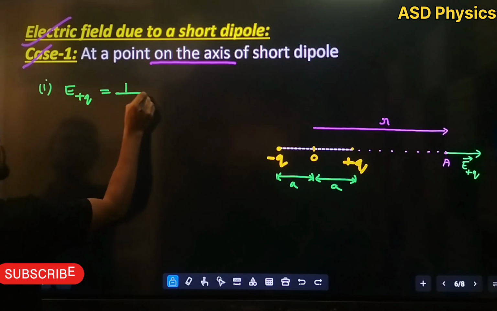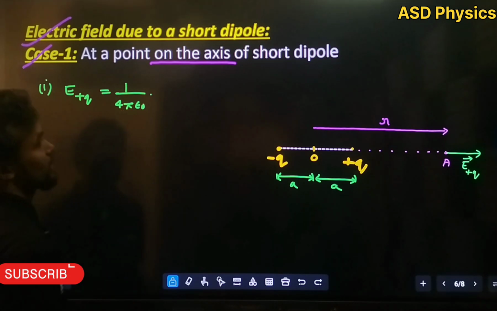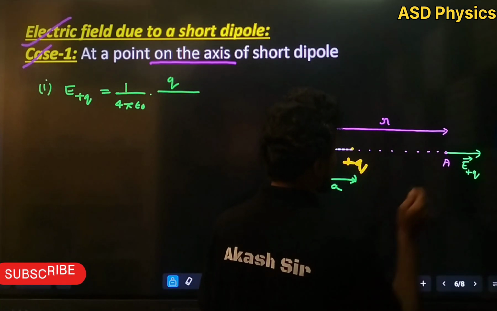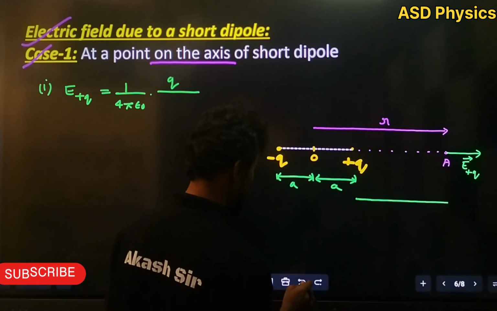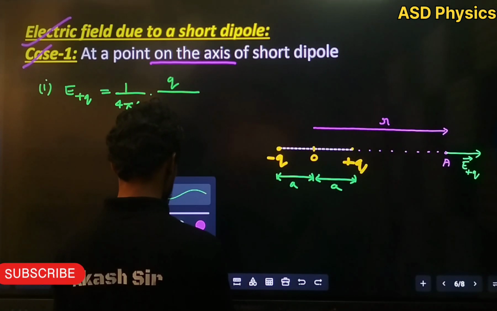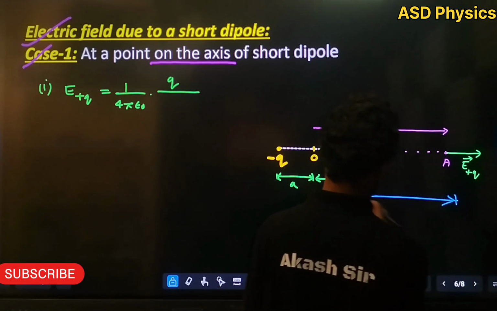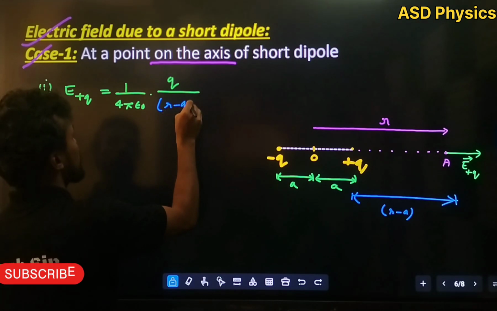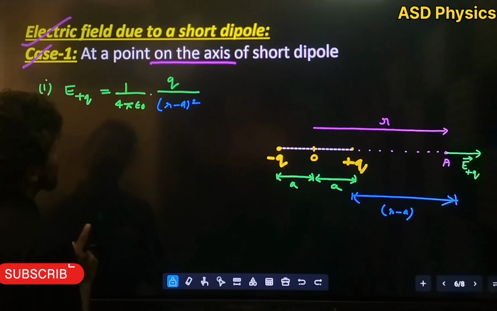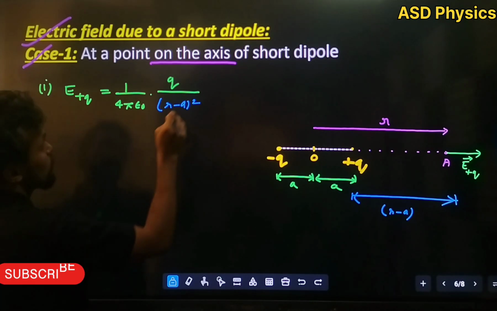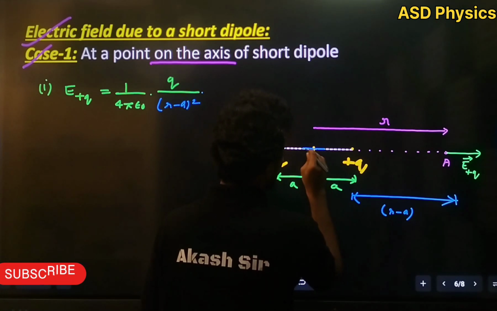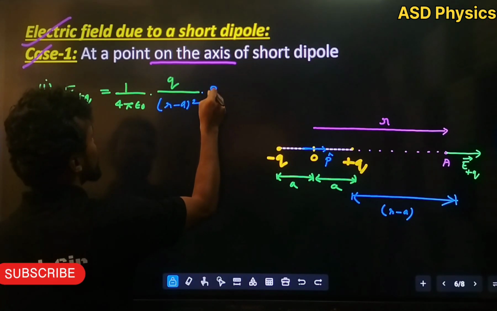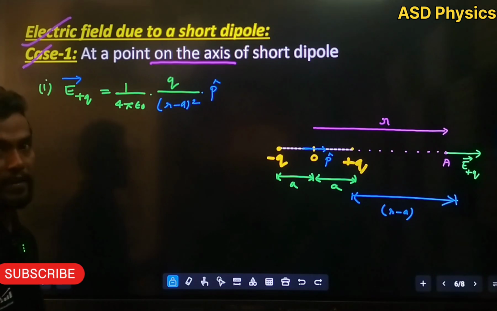E plus Q is equal to 1 by 4 pi epsilon naught into the magnitude of the charge and the distance between the charge and the point A. So see here, this distance will be R minus A. So we'll write here Q by R minus A whole square, the magnitude. Now if I want to convert into the vector form, we have to multiply with the unit vector, and you know very well the unit vector is in this direction, P cap, from minus Q to plus Q charge. So the moment I multiply with P cap, I have to put the vector sign.